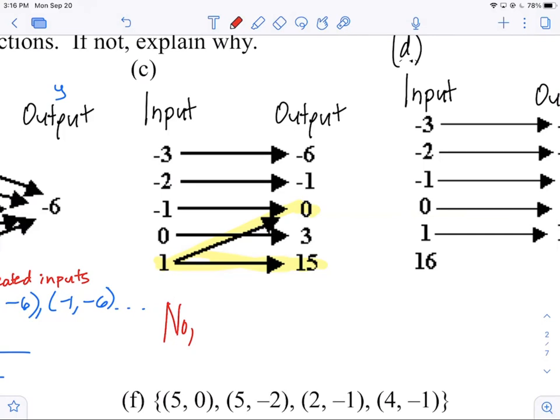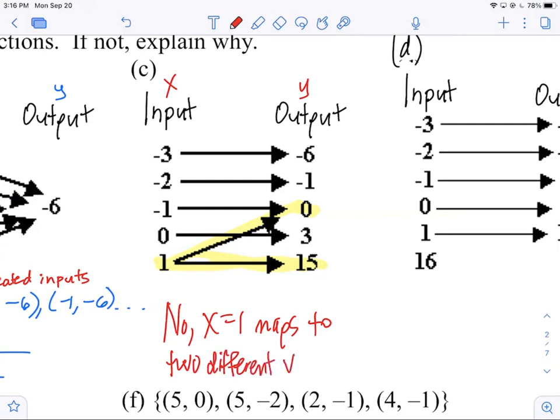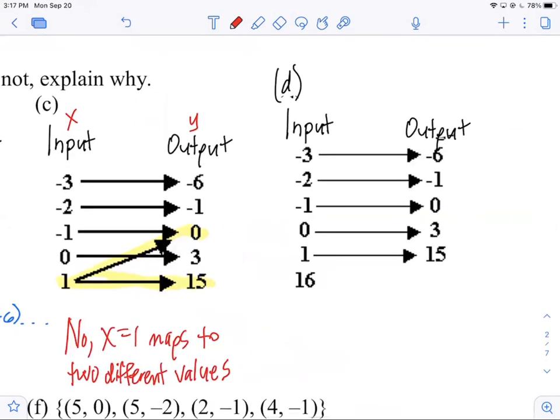So yeah, no. X equals 1, if you want to call those again X and Y. X equals 1 maps, that's a good word, maps to 2 different values. You're not going to ever see a single X value mapped to the same value more than once. That's repetitive. We don't need to. One arrow, one listing, that's it. Listed twice, okay? All right, what about letter D?